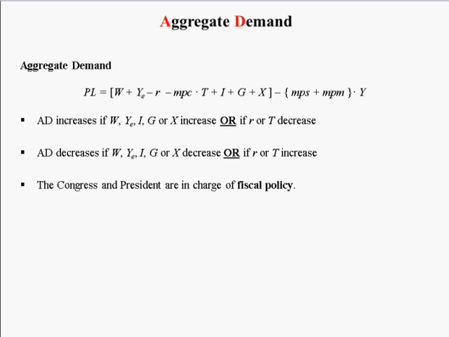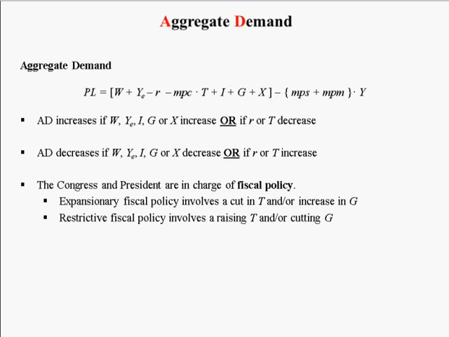The Congress and President are in charge of fiscal policy. Expansionary fiscal policy, or stimulus, involves a cut in taxes net of transfers or an increase in government spending. Restrictive fiscal policy involves raising taxes net of transfers and/or cutting government spending.